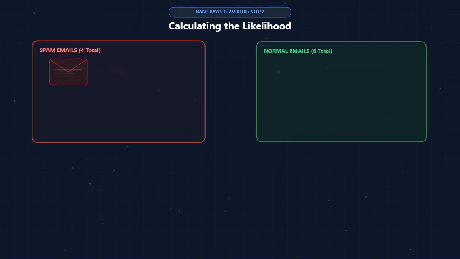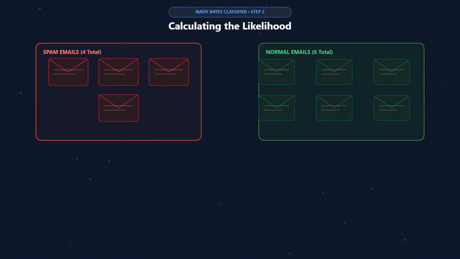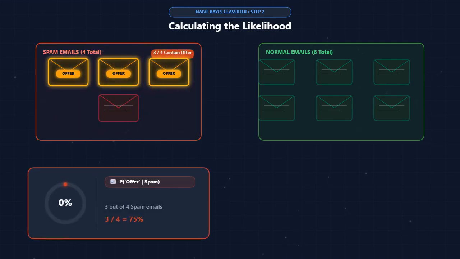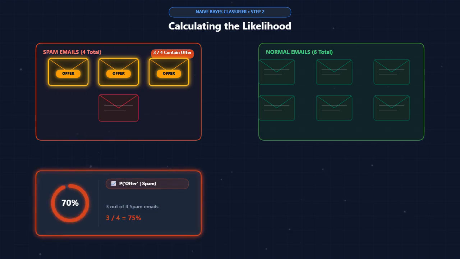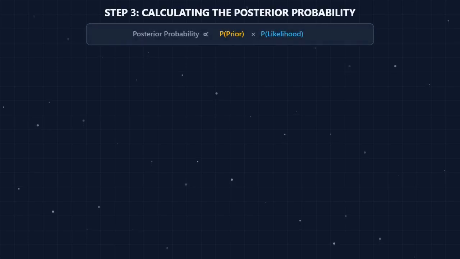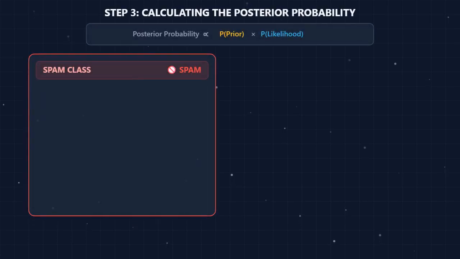Next, we calculate the likelihood. Out of the 4 spam emails, 3 contain the word offer. That's a 75% likelihood. Out of the 6 normal emails, only 1 contains offer, which is a 17% likelihood. Now, we multiply the prior by the likelihood for both classes.